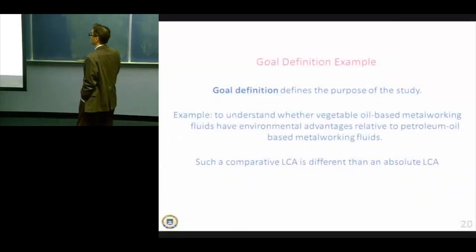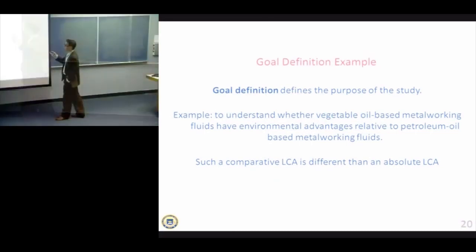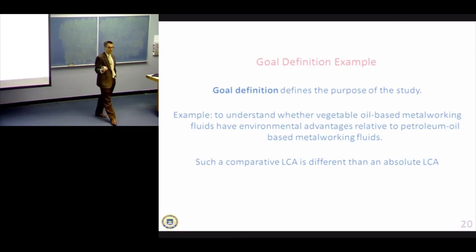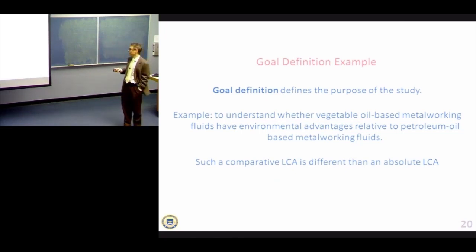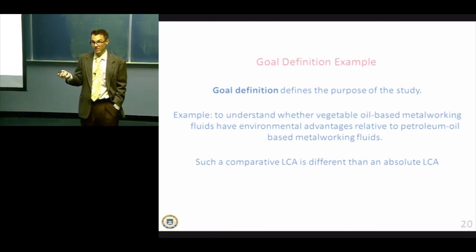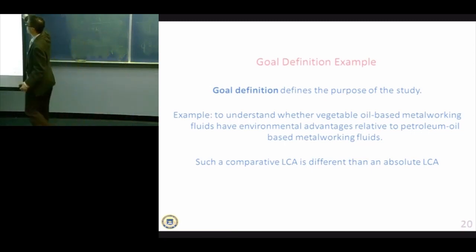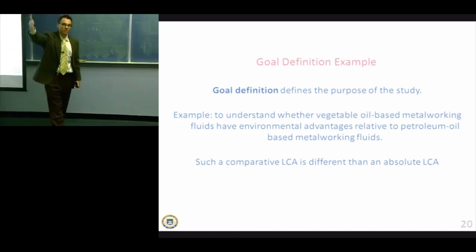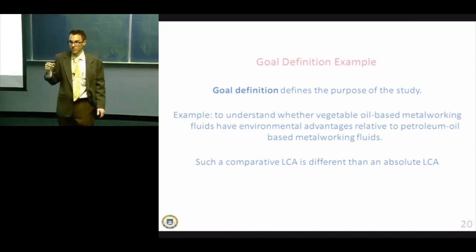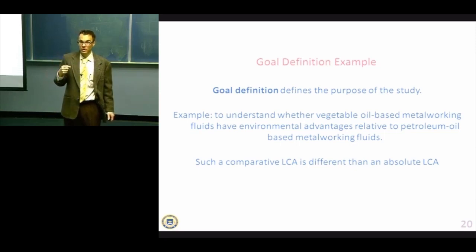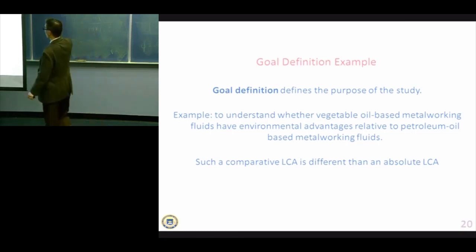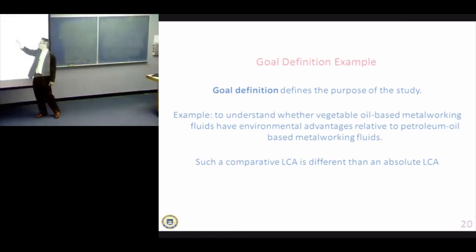So if we apply this now to understanding whether a vegetable oil-based metalworking fluid is environmentally superior to a petroleum oil metalworking fluid, we come up against one of the challenges of a goal definition. Here, we're comparing two cutting fluids. Remember, I talked about 20 ingredients in a cutting fluid. How many of them are actually different between these two fluids? Well, clearly the oil is different, because here we're going to use a rapeseed oil, and here we're going to use petroleum oil, so that's different.